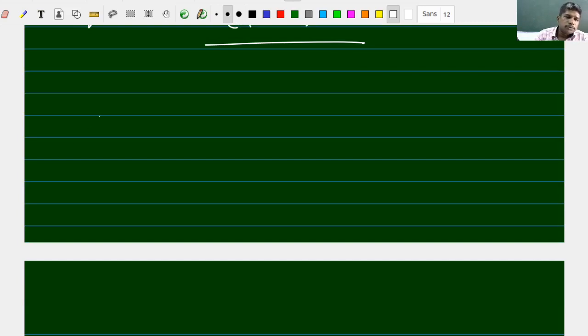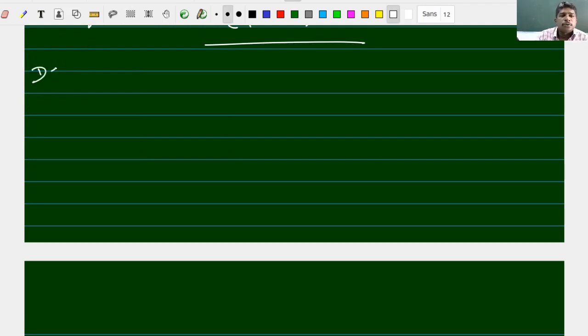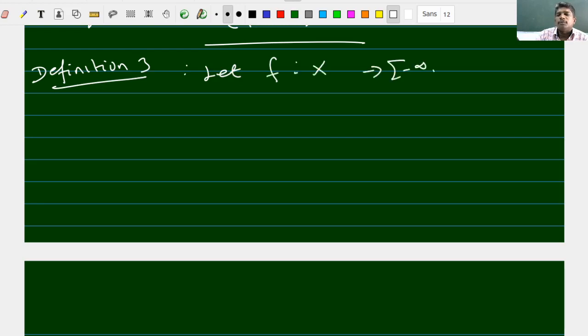Okay, the next are the properties of the integral of f d mu. Before writing the properties, we write the integral of f over an arbitrary measurable set. Let's do definition 3. Let f from X to [0, infinity] be a non-negative measurable function.